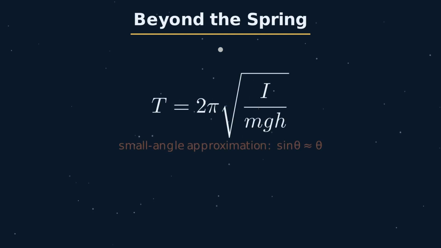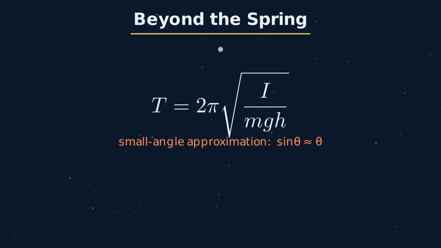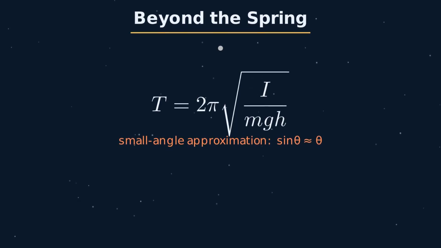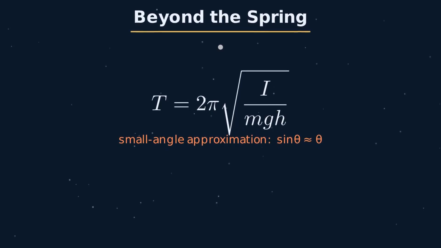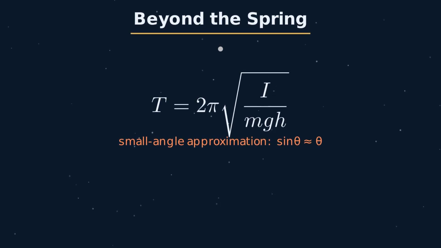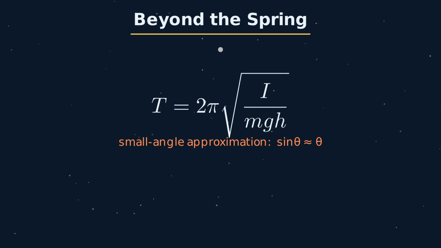Swing a whole rigid body about a pivot instead of a point mass, and you get the physical pendulum. Replace length by rotational inertia over mgh, and the simple pendulum is just one special case hiding inside it.